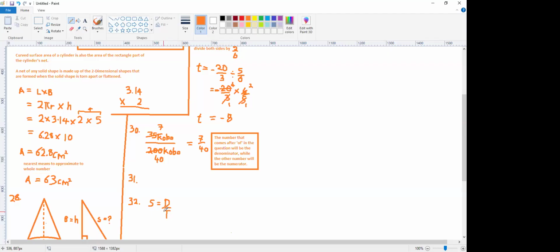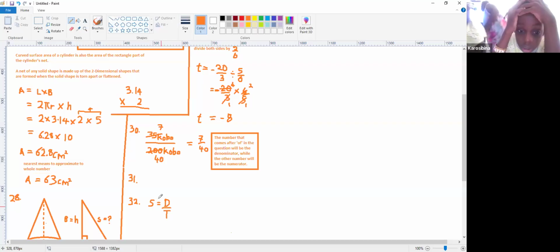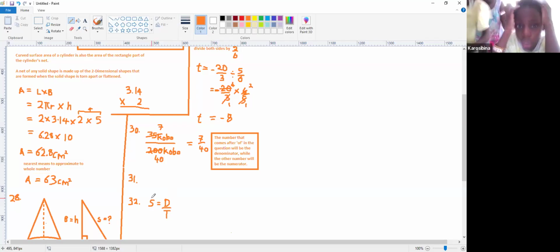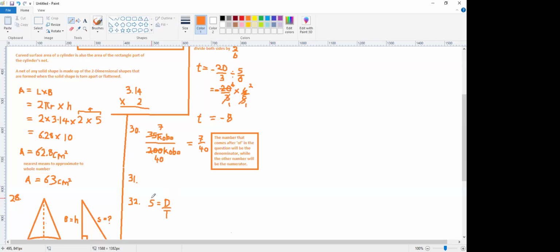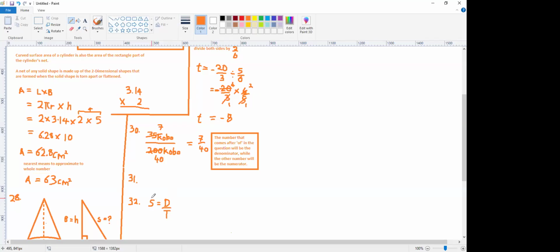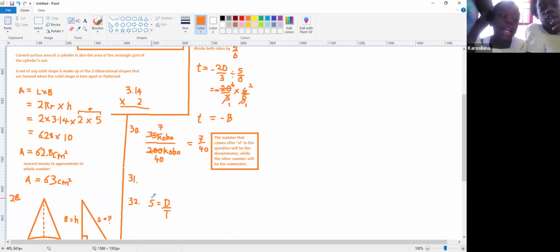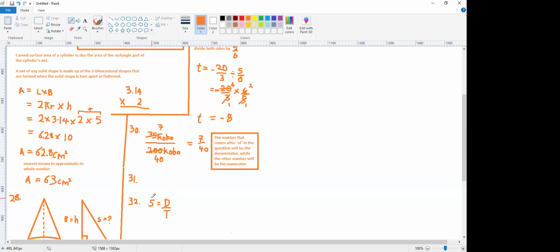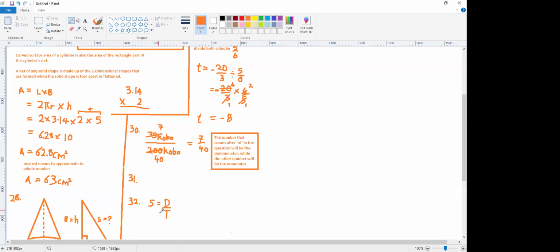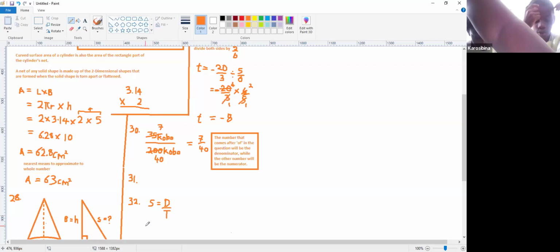Let's assume that this is the first time. So now the S stands for speed. What did I say S stands for? Speed. Thank you. And the D stands for what? Distance. The T stands for what? Time. Correct. So speed equals distance over what? Time.